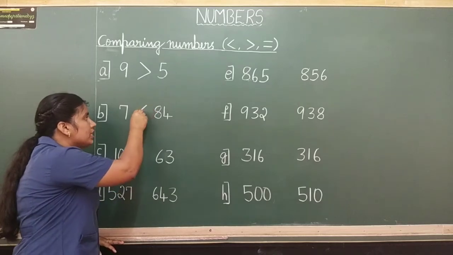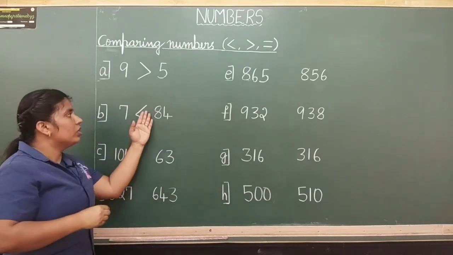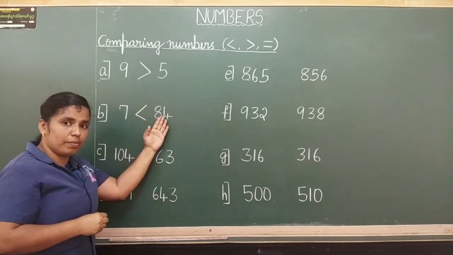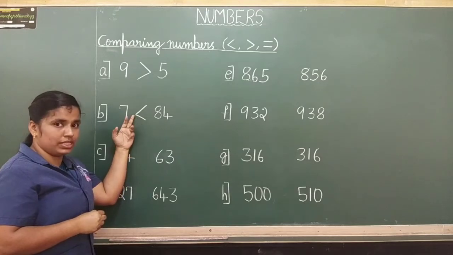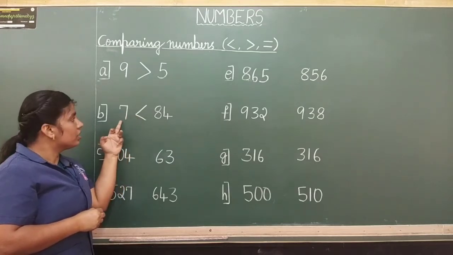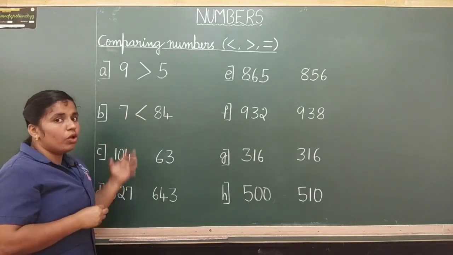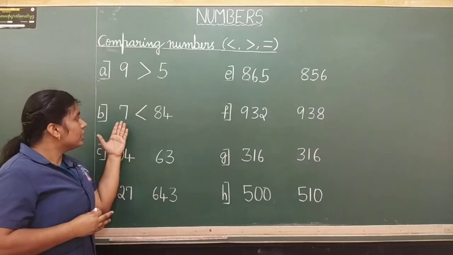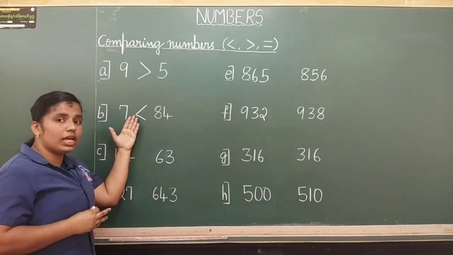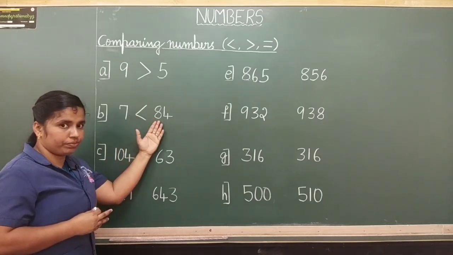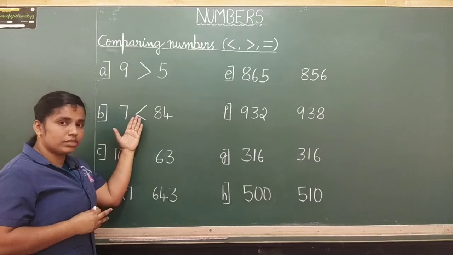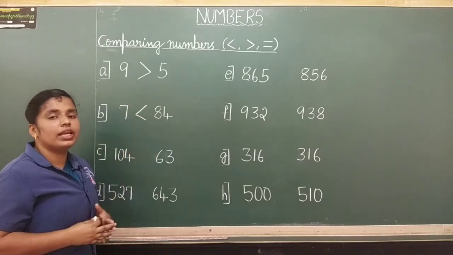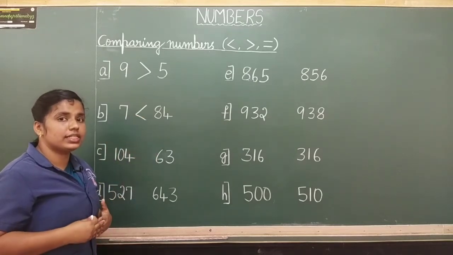Therefore the open side of the symbol shows the greater number and the closed side of the symbol shows the smaller number. We read it as 7 is smaller than 84. Let us move on to the next example.